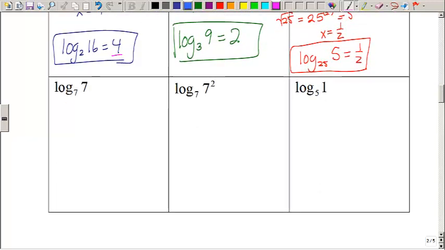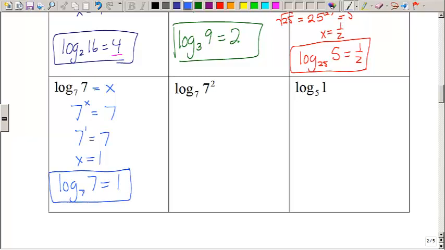I have 3 more examples for you. Log base 7 of 7, that's a little interesting. Notice that your base here is the same thing as the argument. So I let log base 7 of 7 equal x. So that gets me 7 raised to the x power equals 7. 7 to the what gets me 7? Well, I know that 7 to the 1 is 7, so that means my x is equal to 1. Therefore, log base 7 of 7 equals 1.